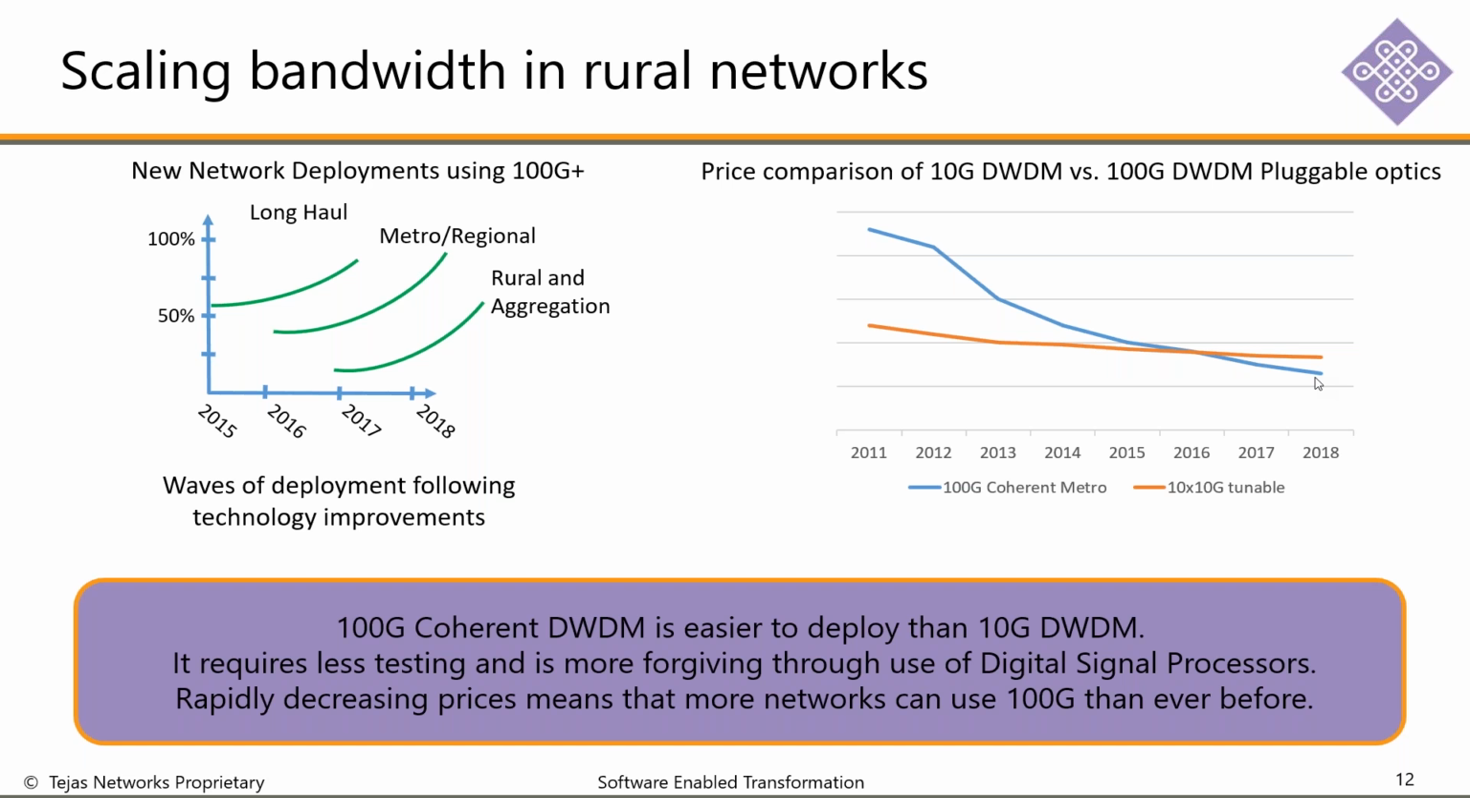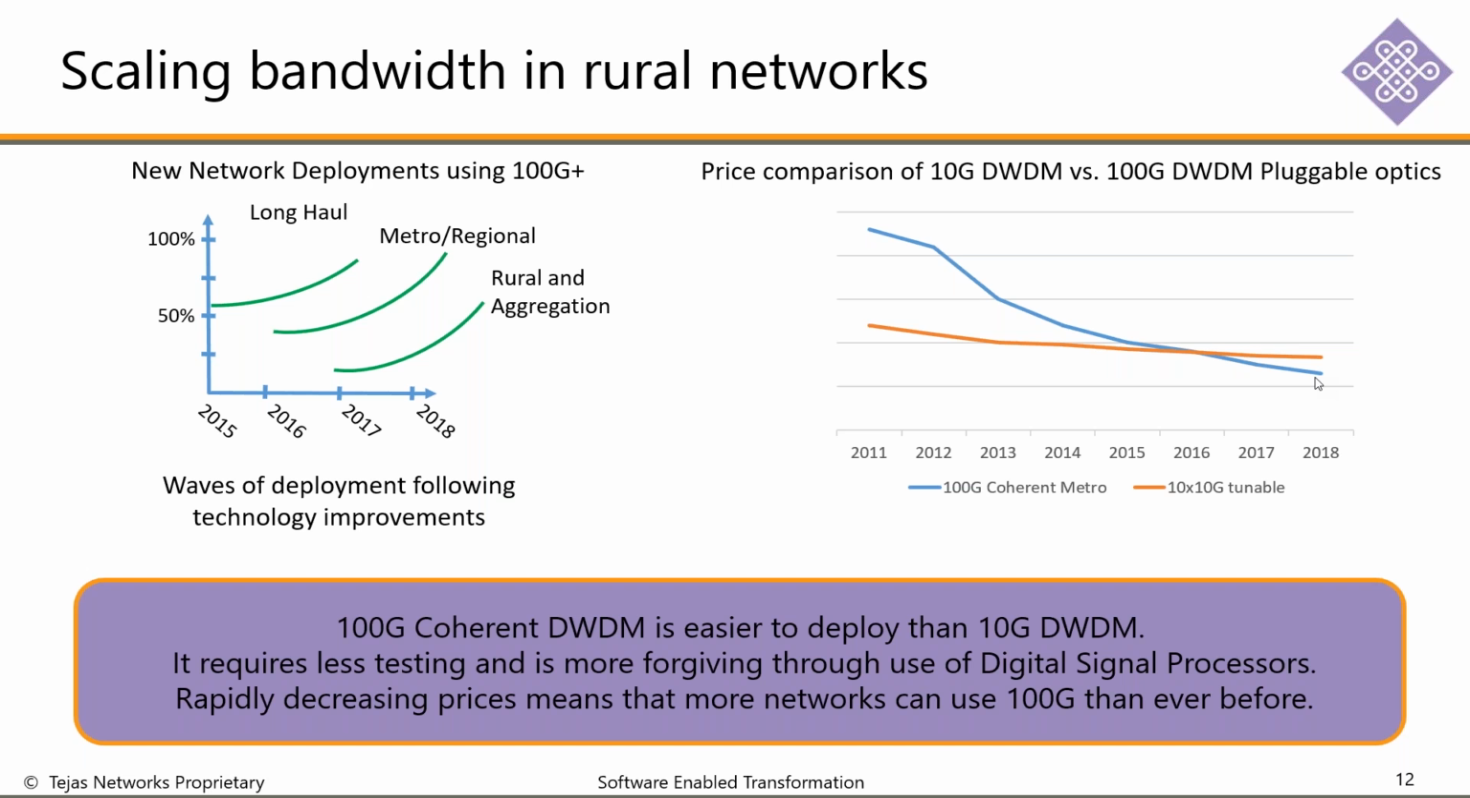And 100 gig optics are much easier to deploy. It's much easier to manage a single 100 gig wavelength than it is 10 gig wavelengths. Much faster, much easier bandwidth to control, and coherent optics are inherently easier to use than the standard direct detection 10 gig optics when it comes to doing DWDM.